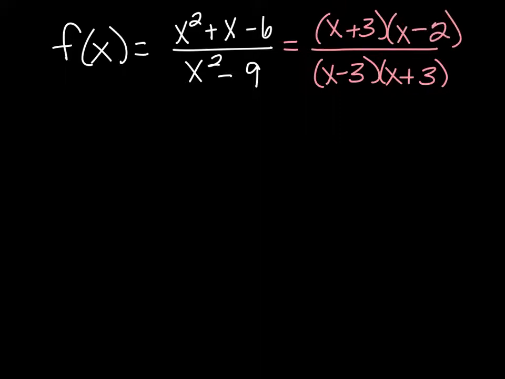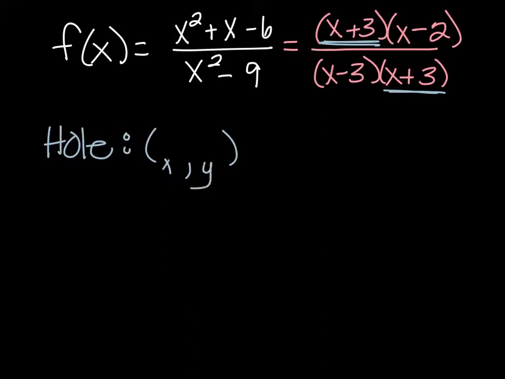And now we're going to go ahead and see what we have for a hole in the graph. Well, a hole in the graph stems from common factors. So there's the common factor right there, which means we have a hole in this graph. And again, like I said, a hole is a point, an x value and a y value. So I'm going to take that factor and set it equal to 0. Therefore, I know that the x value of the hole is negative 3.